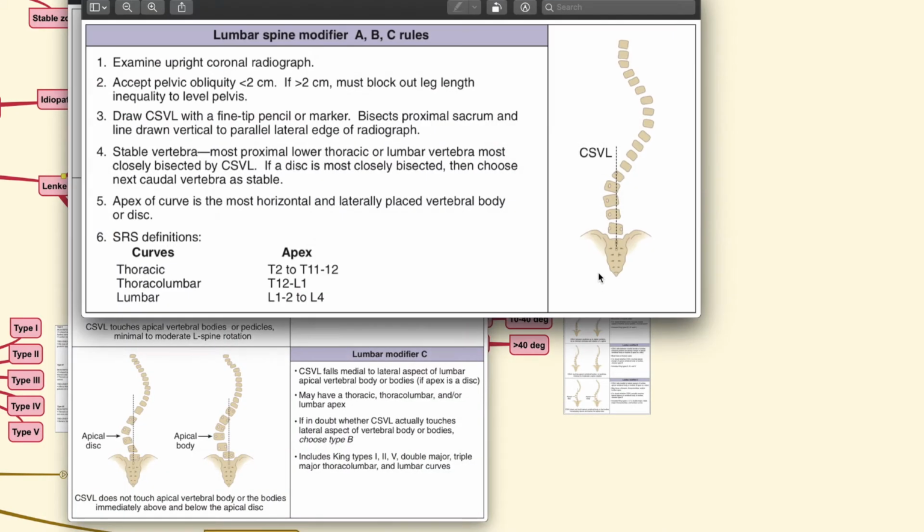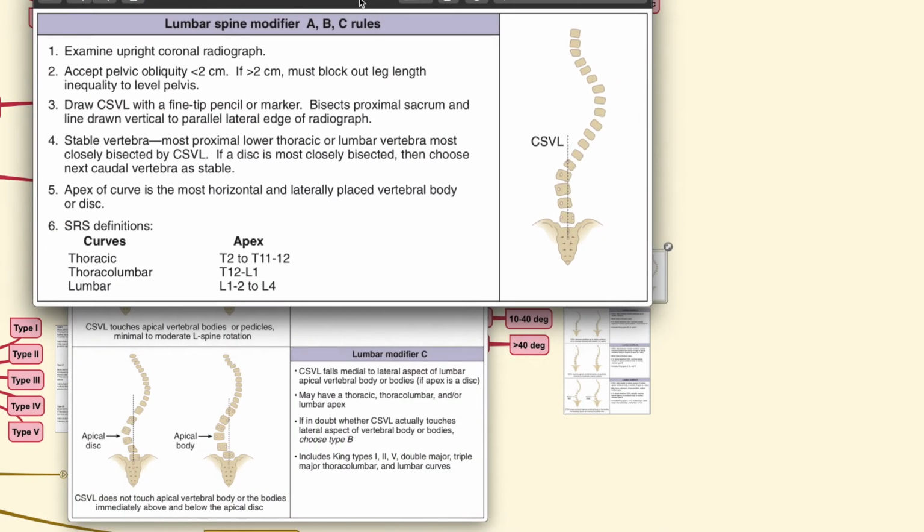Now, this is also a picture here that shows you the lumbar spine modifier A, B, C rules. It has been mentioned that if you find that there is a pelvic obliquity of less than 2 cm, then it is okay.